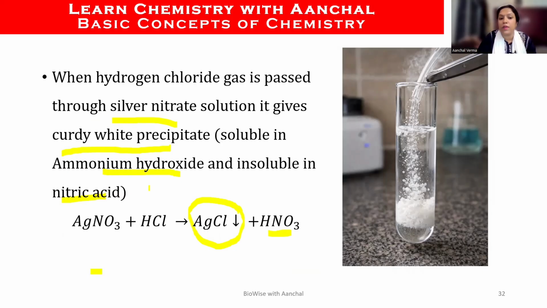Understood. So always remember here, whenever you have a precipitate formation, that means that that salt is insoluble in the other thing which is formed along with it. So here nitric acid is formed. So AgCl does not dissolve in it. It's insoluble in nitric acid, but the same PPT can dissolve in ammonium hydroxide.